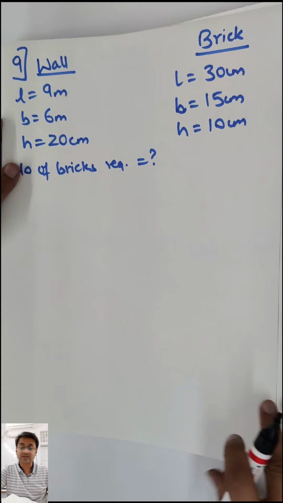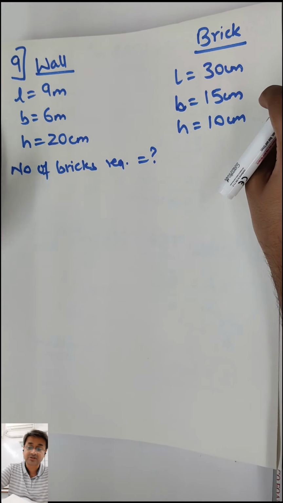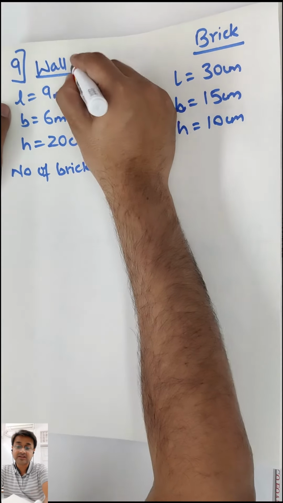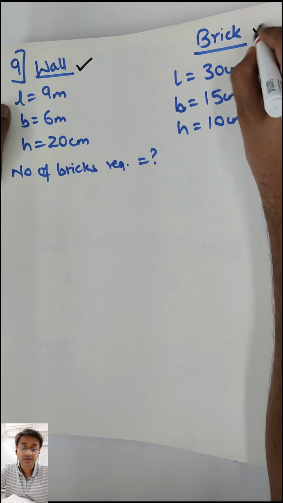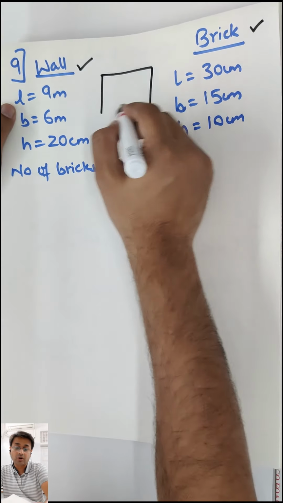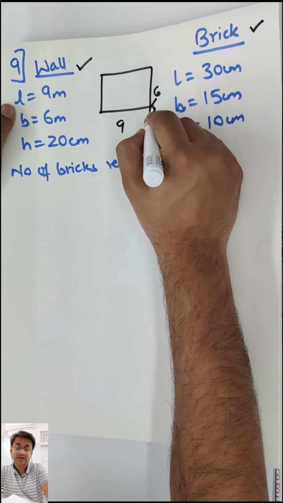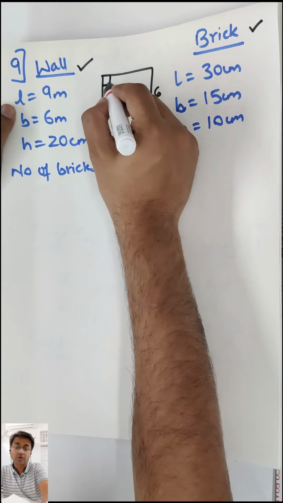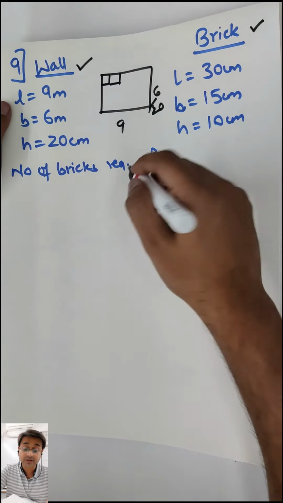Let's move on to the next one, sum number 9. Now this is a good question. Put a star beside it. They say that a wall has to be made using bricks. Generally you see how masons work, right? So for a big wall which is 9 by 6 by 20 centimeter thick, you're using small bricks. So how many bricks are needed?